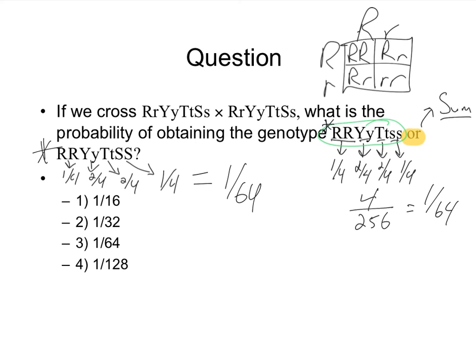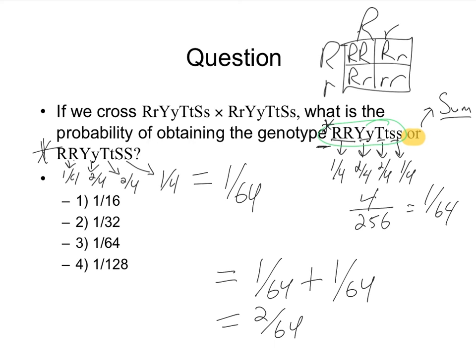But what are the chances of getting this one or this one? So you add them. So 1 out of 64 plus 1 out of 64. That's where I get my numbers, and that's how I get my solution. So that's 2 out of 64. Well, I can reduce that. 2 divided by 2 is 1, and 64 divided by 2 is 32. And indeed, there's our answer: 1 out of 32.